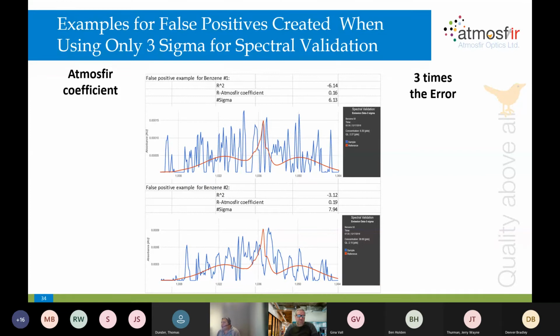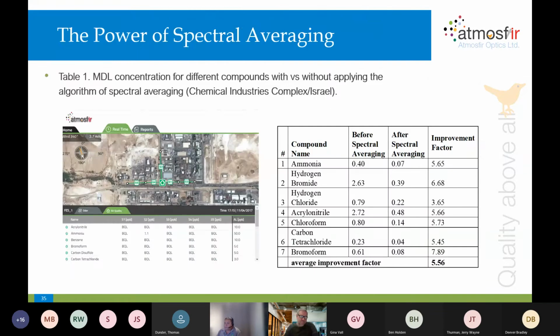Again, if you use 3 times the error, now you can see in red benzene and in blue what we are measuring in the field. So now you're going to see that you will have a lot of false positives, meaning the detection is not true.